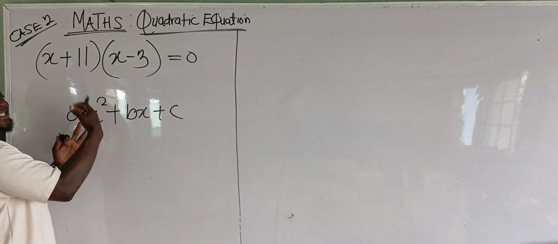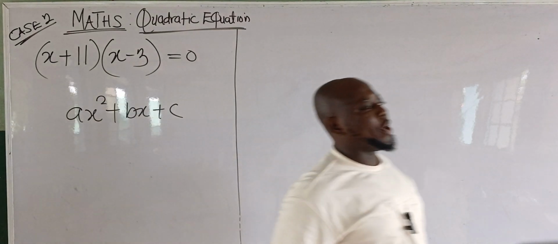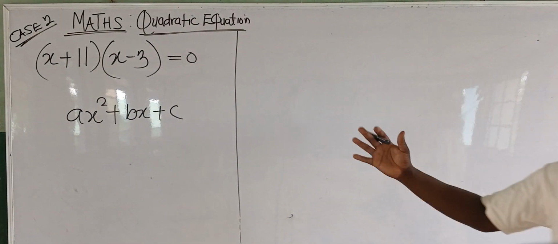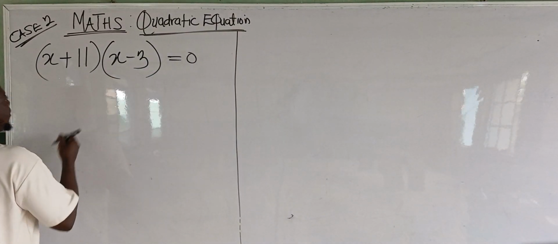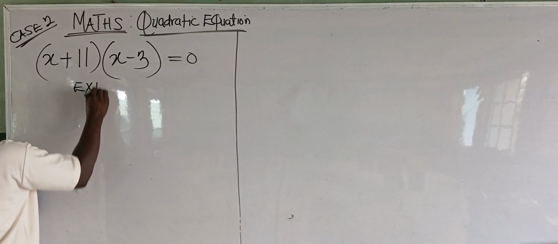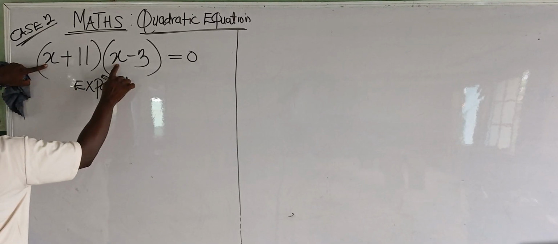So we start with x having the power of 2. There is nothing having the power of 2 here, so that means we are going to remove the bracket. So what do we do here? First, I'm going to expand. We'll call this expansion. We use this x to multiply this and this first.